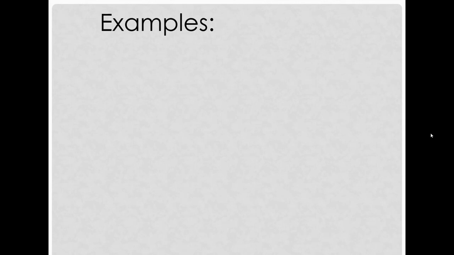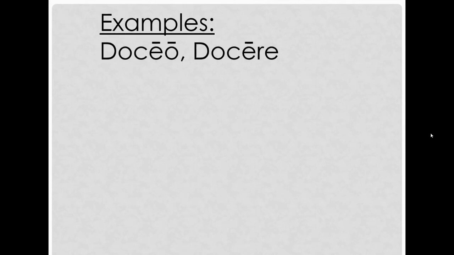So on the back of the note card, you're going to write examples again. And the first example is the verb dokeo, dokera. So dokeo, this is the first word in the dictionary listing. This is called the first principal part. The second word, called the second principal part, is the infinitive. And you can tell it's the infinitive because of the RE ending. We know it's second conjugation because of the E with a long mark, RE ending.